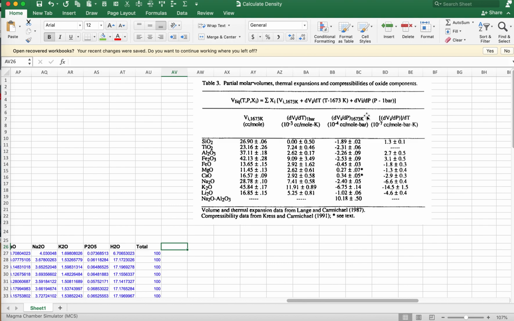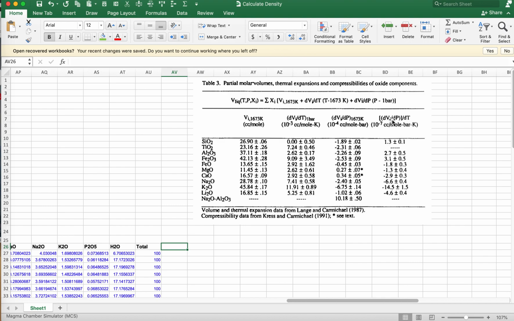And then finally, we have this fourth column over here that we're not going to use, but we'll just look at it briefly. This dVdP, this change of volume with respect to pressure, might also in turn be a function of temperature, and they find that it is. If we change the temperature, then the rate of change of volume with pressure is not constant. So this is the dVdP at 1673. If we have some other temperature, we can make an additional correction here. And those are the coefficients here.